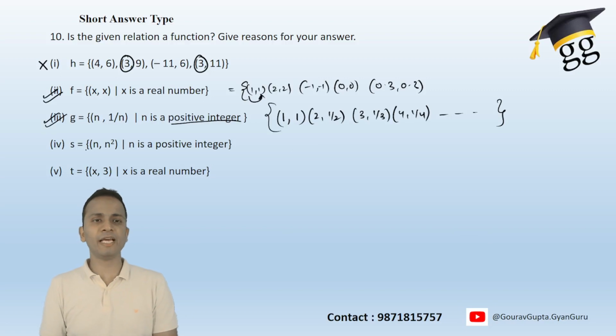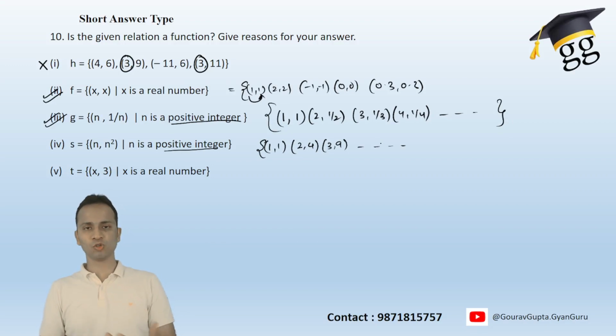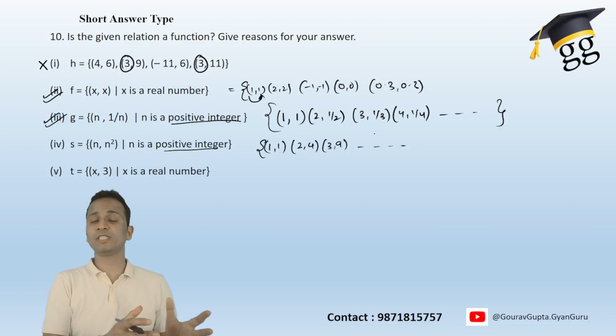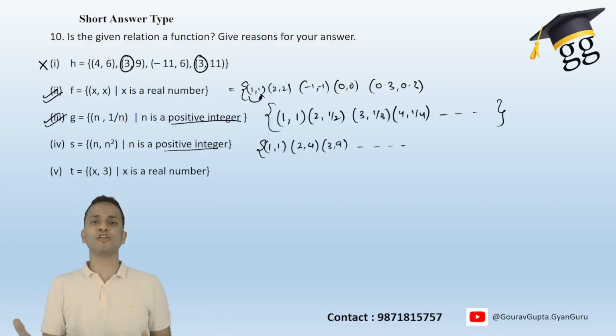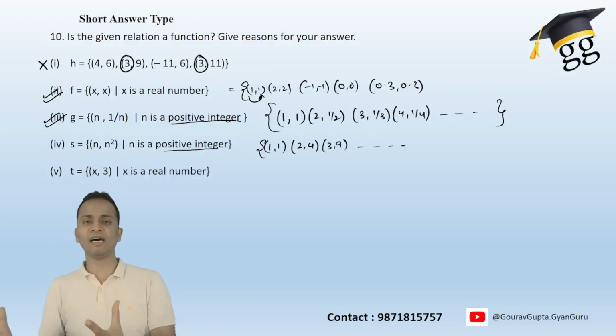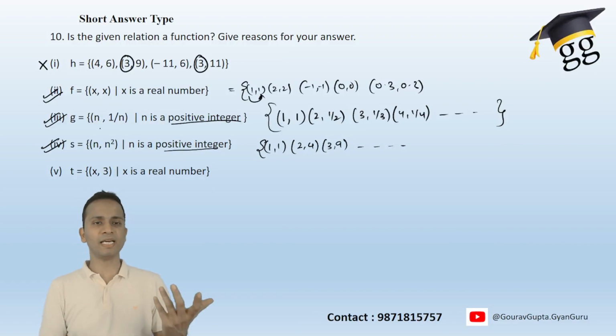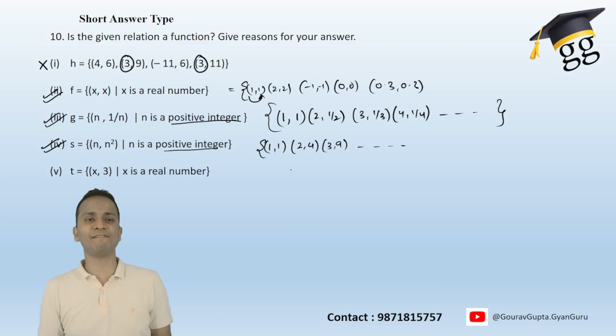Now the next relation, s is equal to n comma n square, where n is again a positive integer. So यहाँ पे क्या बोलेंगे? When x is 1, y will be equal to 1. This is the first ordered pair. Then when x is 2, y will be 4, x is 3, y is 9, and so on. So once again, for every value in the domain for x, we have a unique value in the range for y. So once again satisfying, and I can say that yes, it is a function.